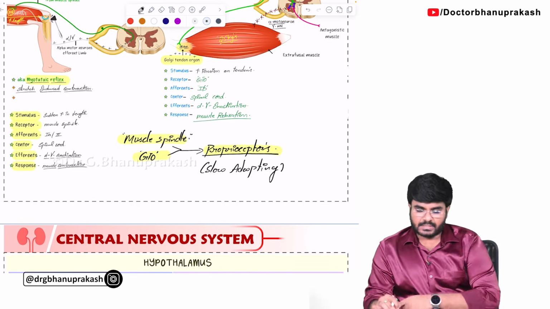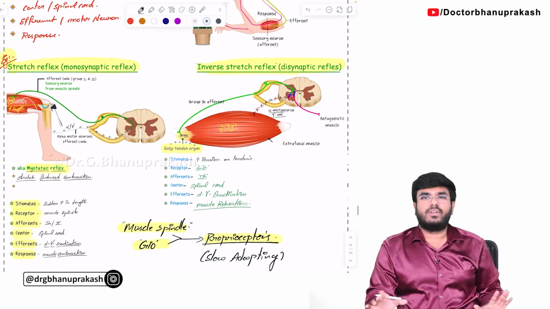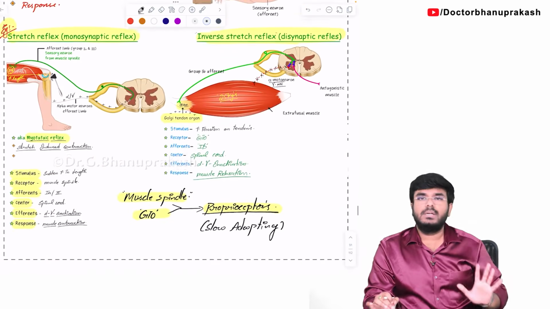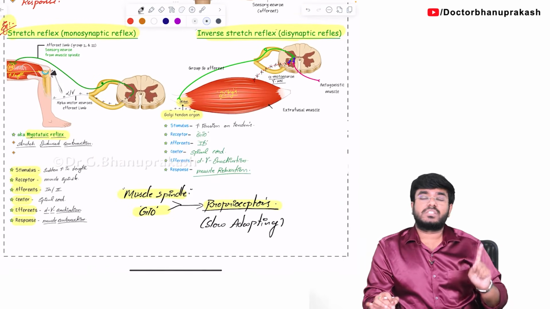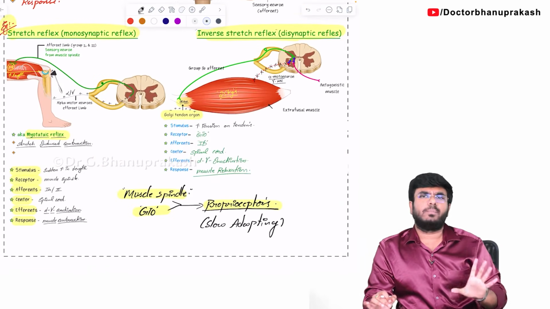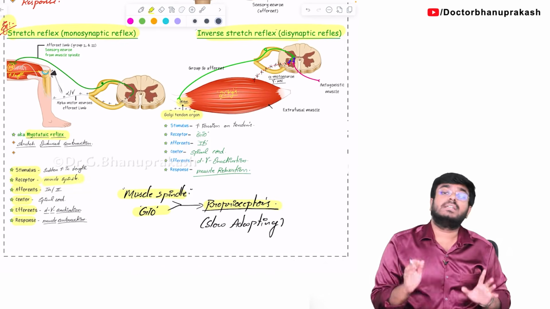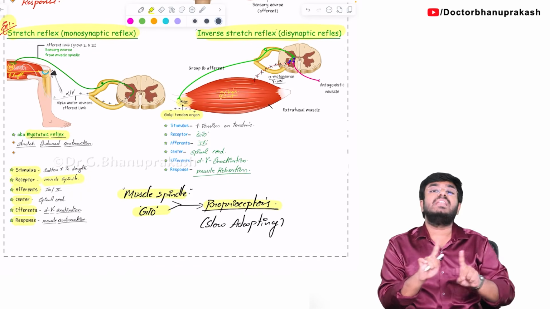With this, we have successfully completed the topic of reflexes. We have to know the 5 components of a normal reflex. Remember, reflexes are always involuntary in nature, and the two classical examples for your exam are the stretch reflex and the inverse stretch reflex. It is a very important topic, especially the muscle spindles. They will always ask you what muscle spindles are. Muscle spindles are the receptors that detect muscle length changes.